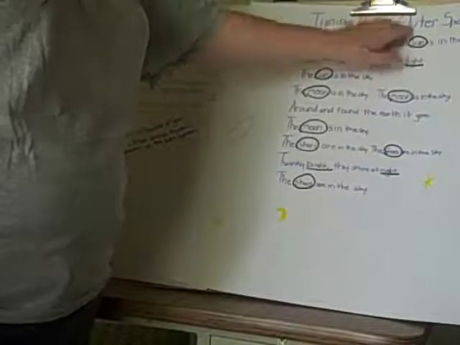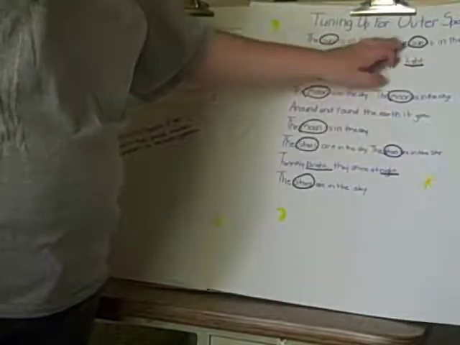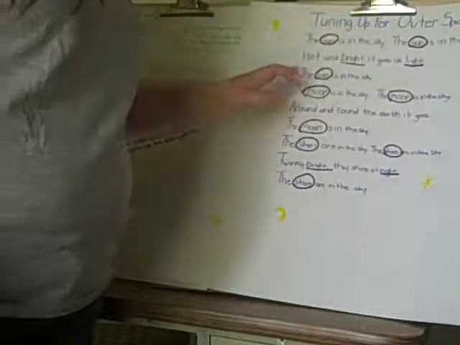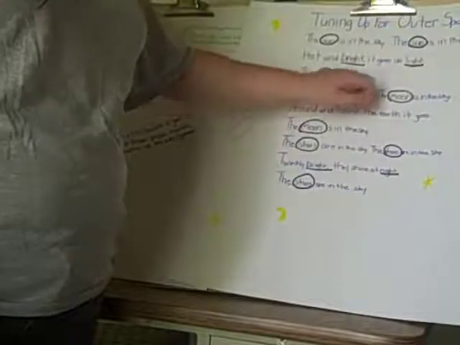Tuning up for outer space. The sun is in the sky. Hot and bright, it gives us light. The sun is in the sky.